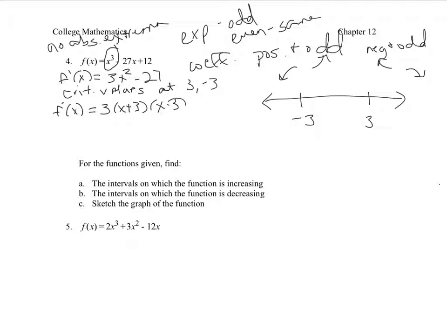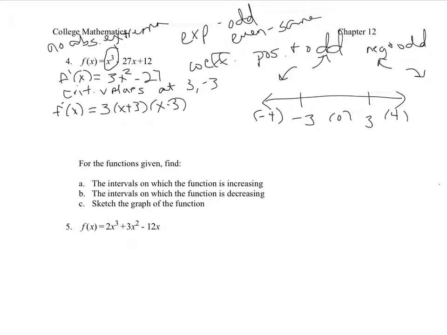What would be something smaller than negative 3? Negative what? All right, let's try a negative 4. What's probably the easiest number to pick between negative 3 and positive 3? 0. And then let's pick something larger than positive 3. Positive 4, why not? Okay, so those are going to be the values that we will test.